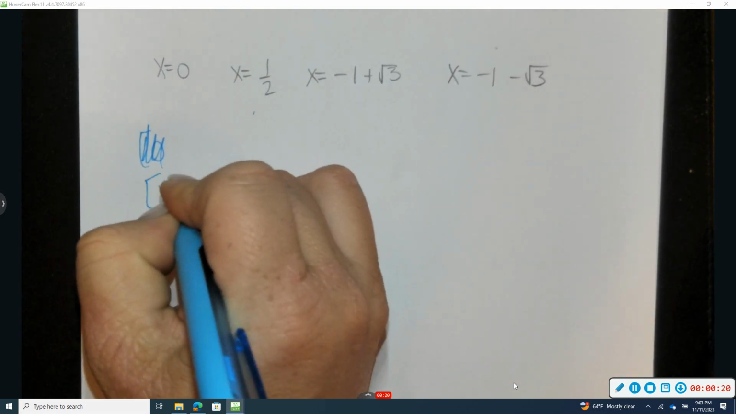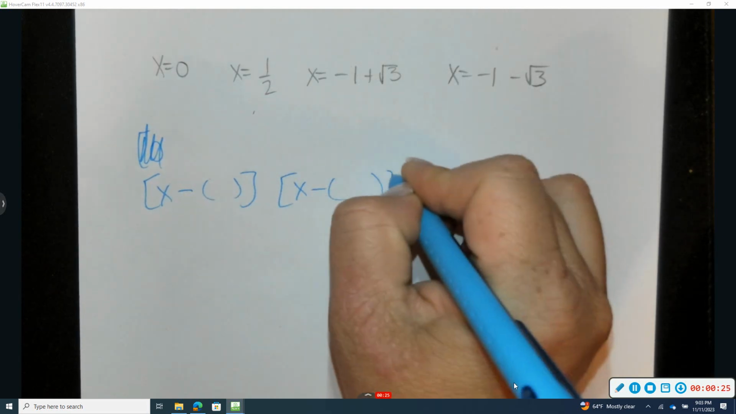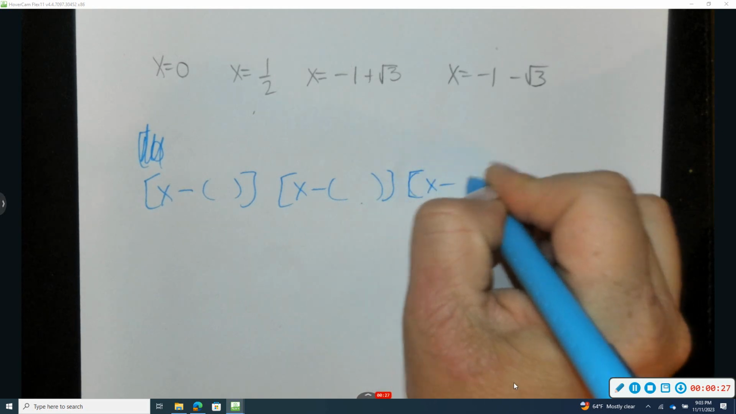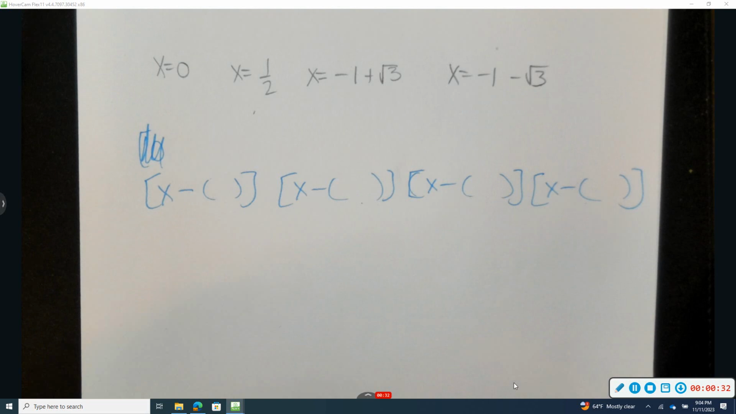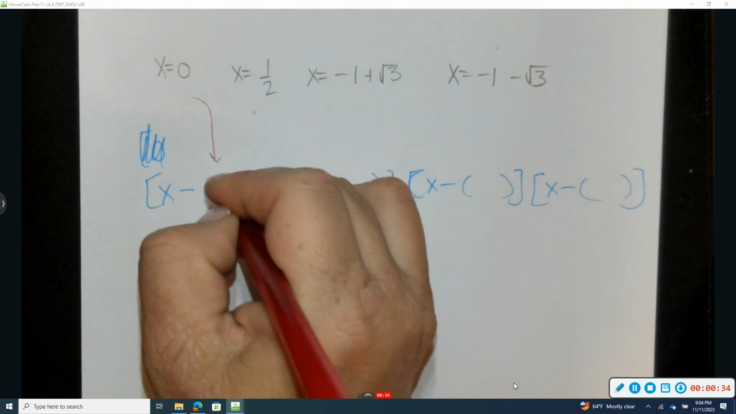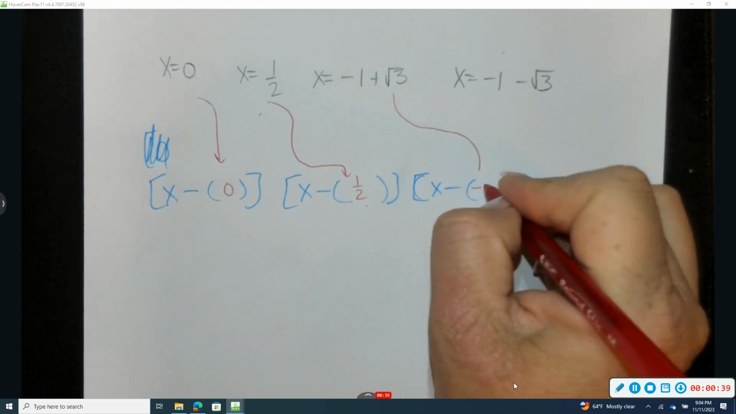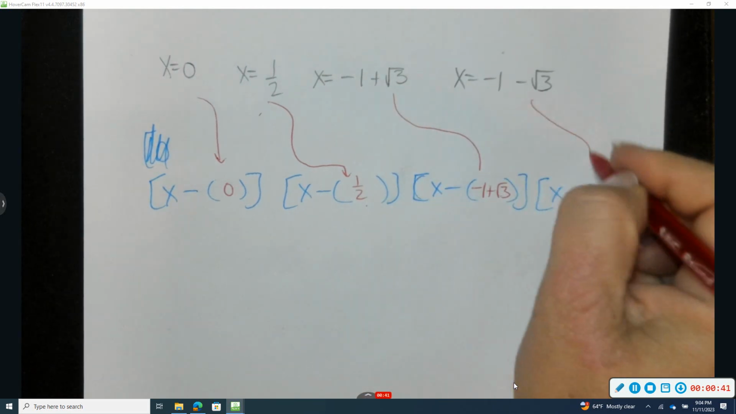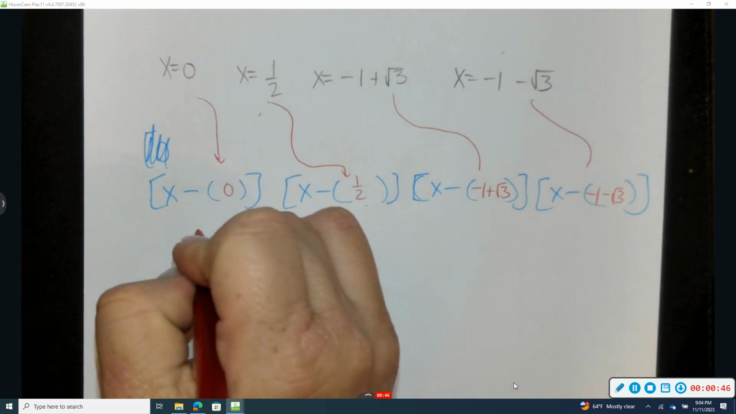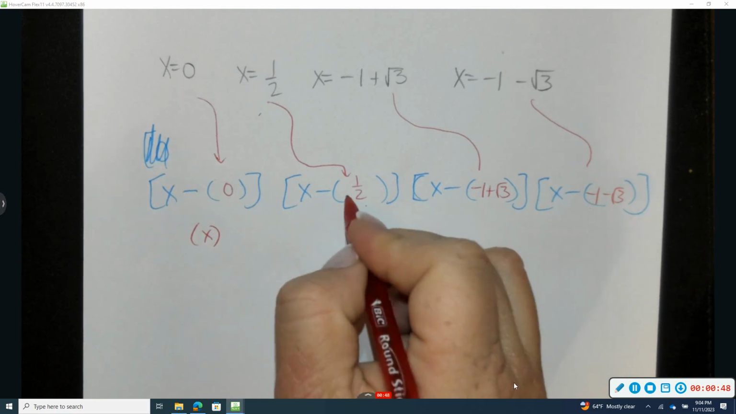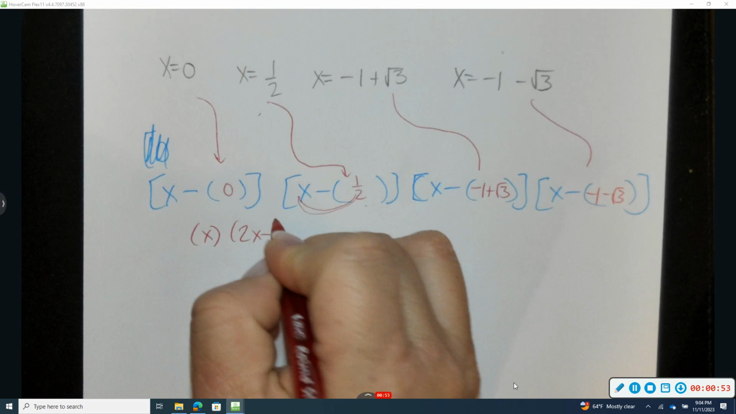I have x subtract something, x subtract, x subtract, and x subtract. Okay, so I'm going to drop down the 0, drop down the 1/2, drop down the -1 plus radical 3, and -1 minus radical 3. Now, x minus 0 is simply x, so I have one factor of x, and then I'm going to push up, bottoms up, push up to 2x minus 1.